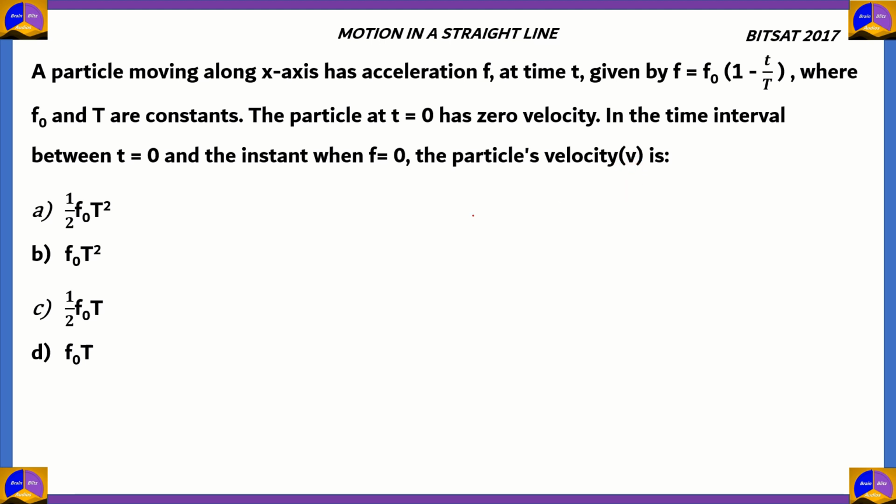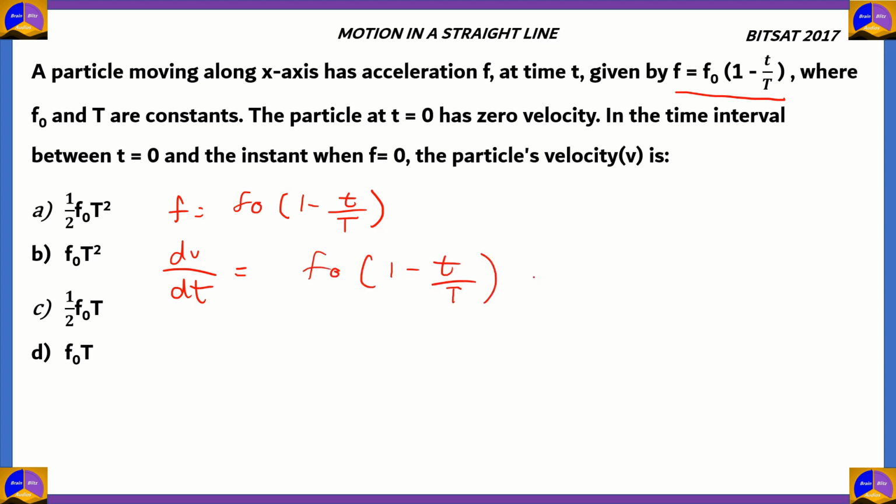So, how do we solve this question? First, let's look at acceleration. The acceleration is given as f equals f naught times 1 minus t divided by capital T. So basically, we have the acceleration here, and we need to find the particle's velocity in a particular time interval. We know that acceleration is represented as dv by dt, and so we can write dv, that's change in velocity, as f naught times 1 minus t by capital T into dt.